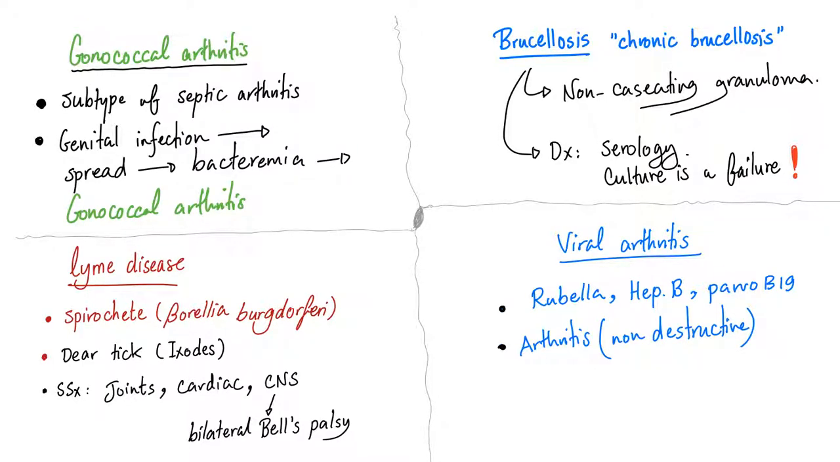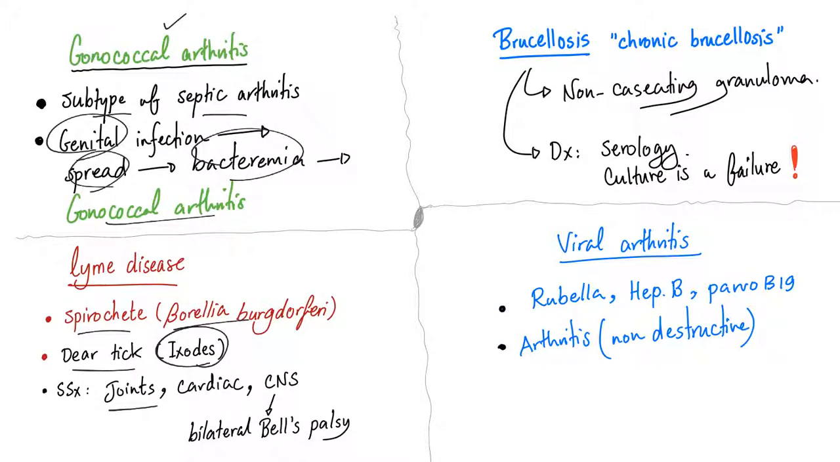Brief discussion. Gonococcal arthritis, a special type of septic arthritis. Genital infection, spread, bacteremia, gonococcal arthritis. Lyme disease, spirochetal infection by Borrelia burgdorferi, from a deer tick or Ixodes tick, and it's going to lead to joint problems, cardiac problems, CNS problems such as bilateral Bell's palsy, which is the 7th cranial nerve, also known as the facial, and the cardiac can lead to 3rd degree heart block.